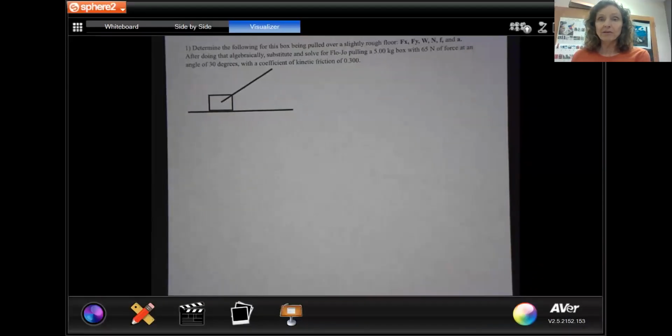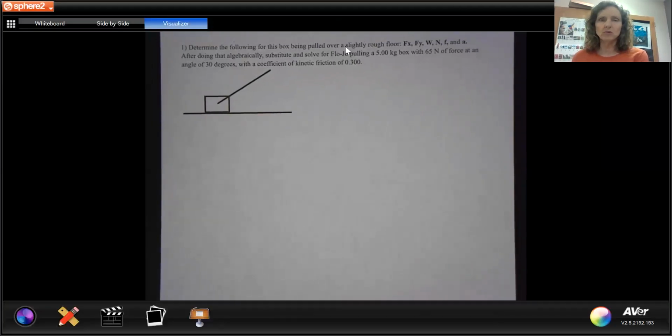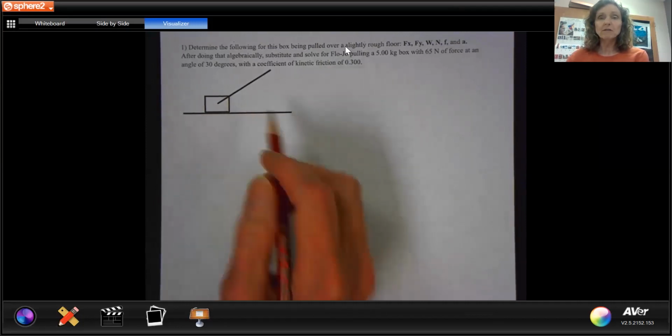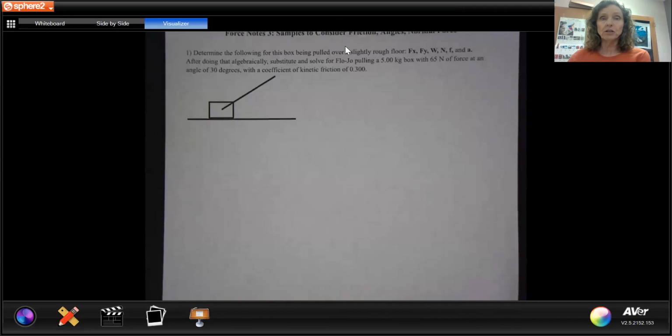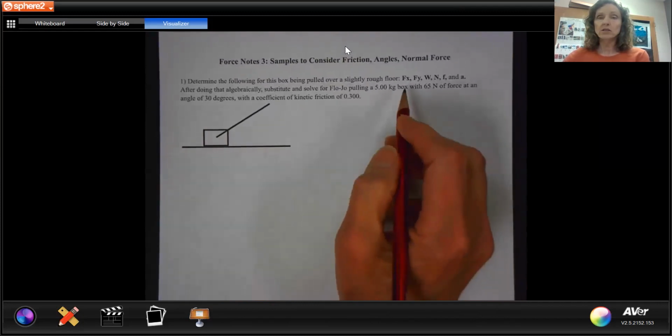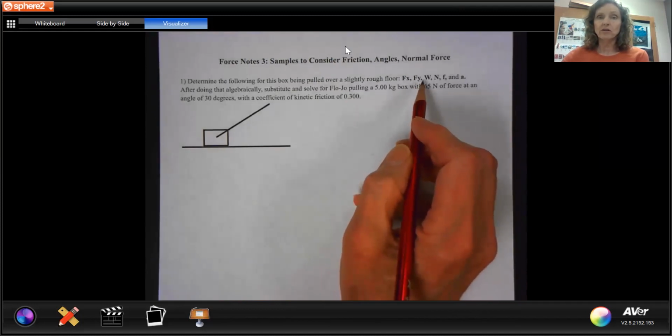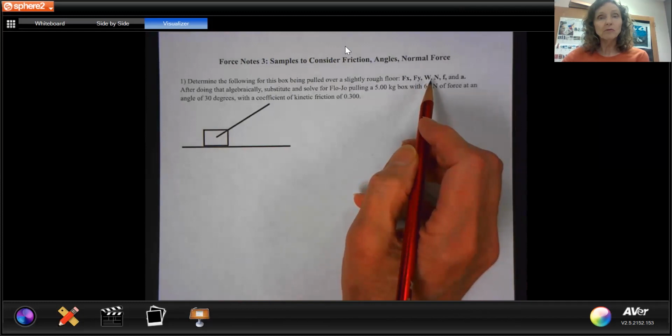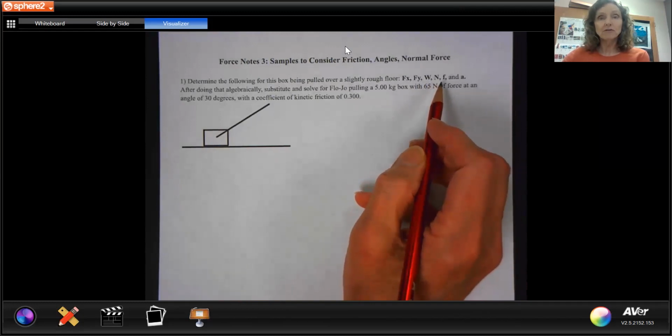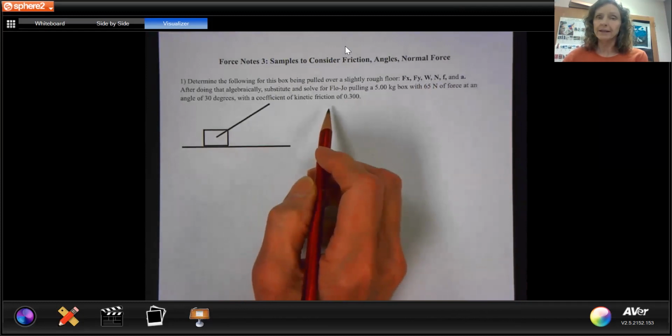All right, so what we have here is a box being dragged across the floor. It's being dragged by a rope, presumably. It doesn't really say exactly what it is, but there's some roughness to the floor because we're given a coefficient of friction. We're going to have to deal with that, and it's asking for a whole bunch of stuff. It wants to know the net force in the x direction, the net force in the y direction, the weight of the box, the normal force on the box, the frictional force, and the acceleration. So we're told first to do this problem algebraically.